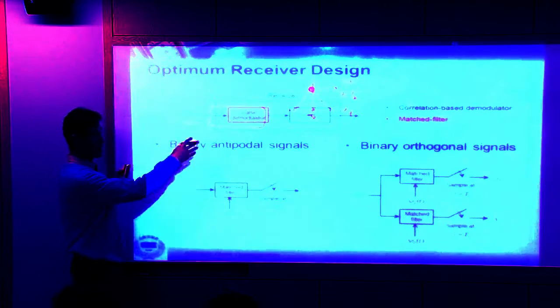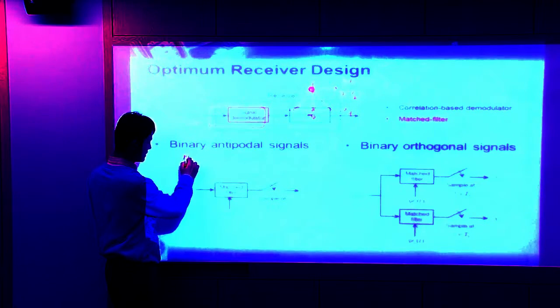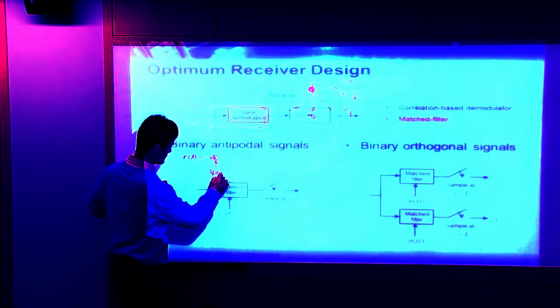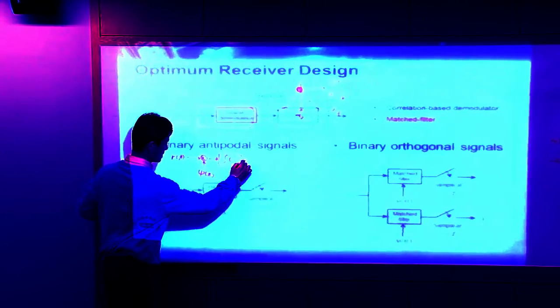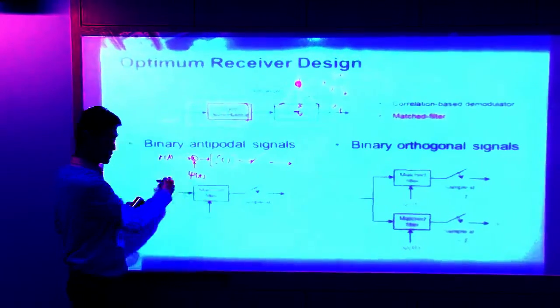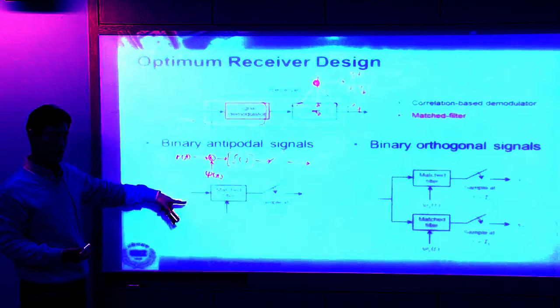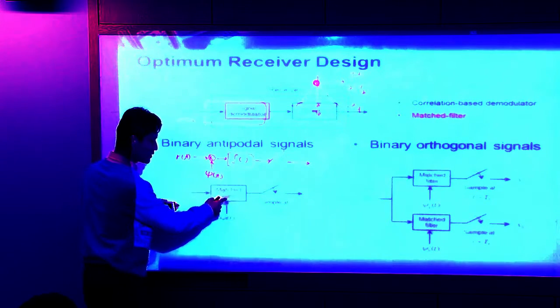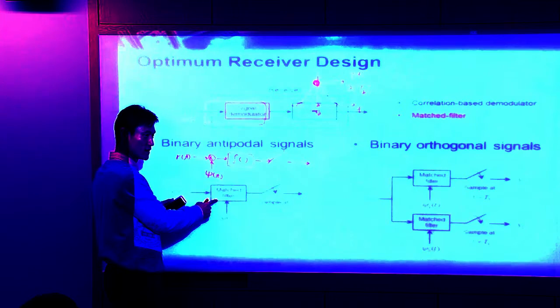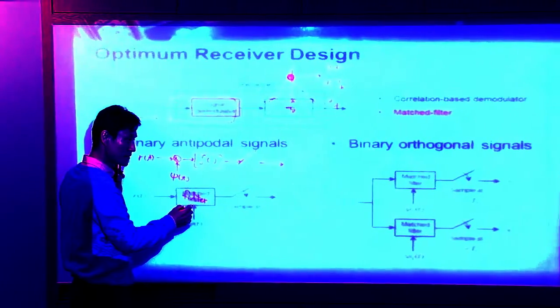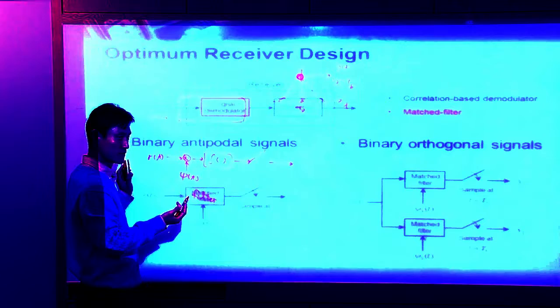The difference between the previous correlation-based demodulator and this matched filter is this: the correlation-based demodulator looks this way, and now the matched filter looks this way. It's pretty similar, right? We have the same input, but this one has the integration, and this one does not have integration. Instead, this one has a filter. We have only just one filter. That's it.